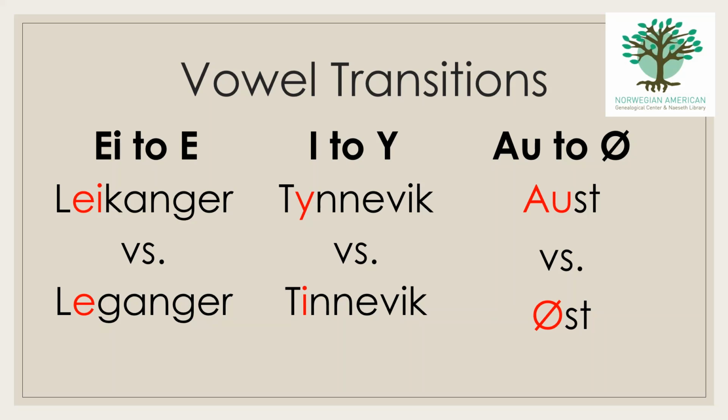Some other vowel changes are due not necessarily to the letters not existing. It's just a difference in pronunciation, different dialects. Leikonger versus Legonger. It's just a difference in the way it was pronounced. So as they were spelling it, it's just a different dialect. Same with Kinnevik and Tinnevik. It really is just a difference in how it was spelled at different points in time. They were pronouncing it differently, so they spelled it slightly differently.